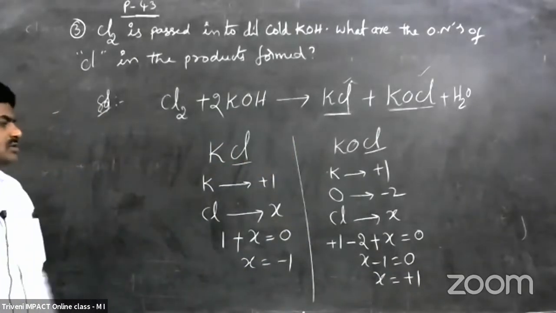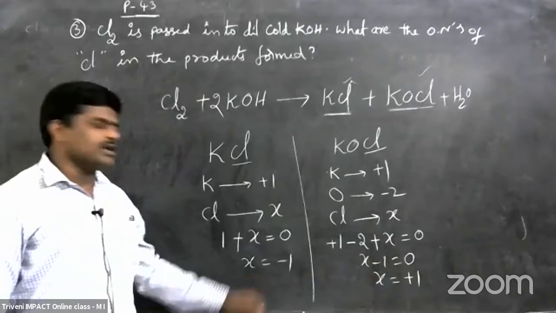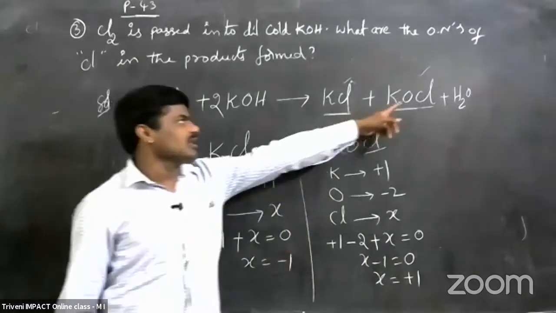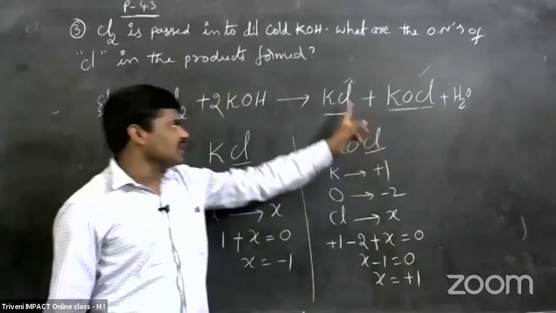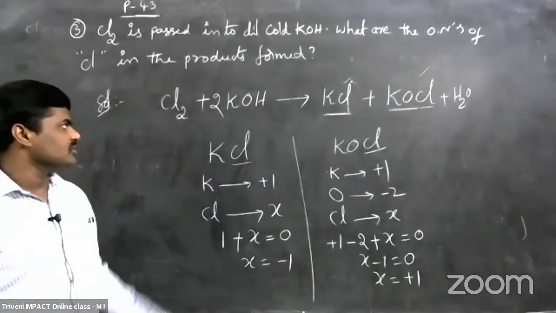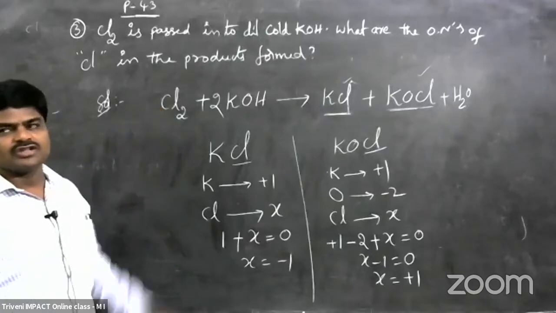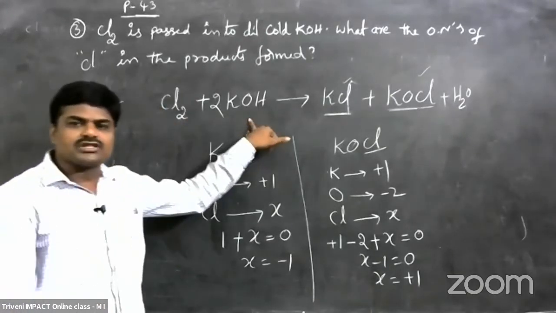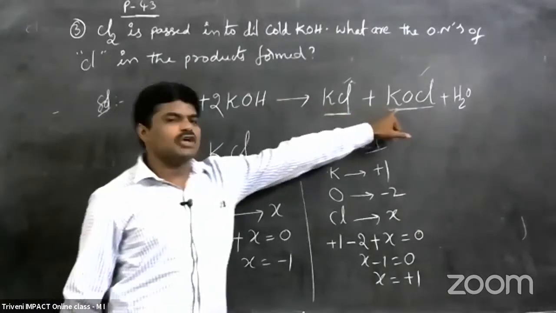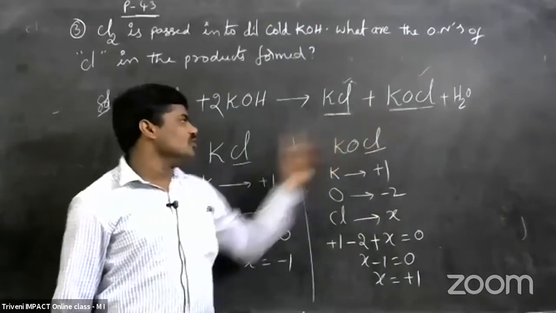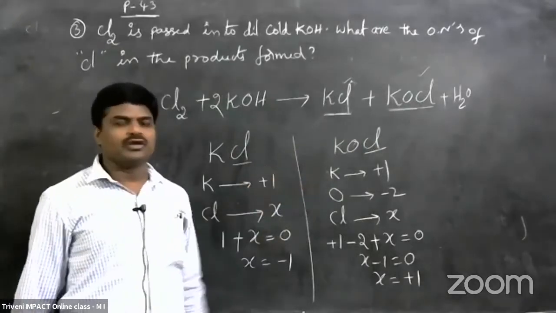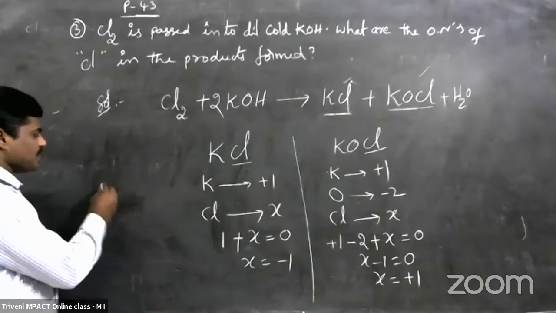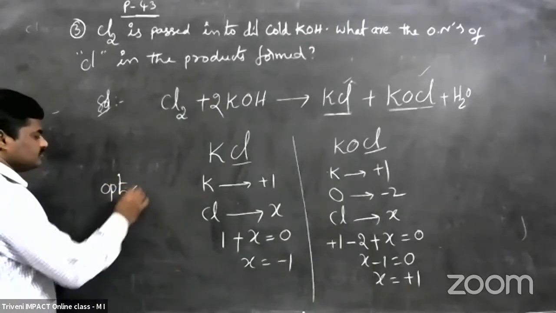So what is the answer? +1 and -1. In KOCl, the Cl oxidation number is +1. In KCl, the Cl oxidation number is -1. You should remember that equation also. When chlorine reacts with KOH, what are the products formed? KCl and KOCl. In these two compounds, he asked for the oxidation number of chlorine. All of you note down. So the answer is +1, -1. So option 4 is the correct answer.